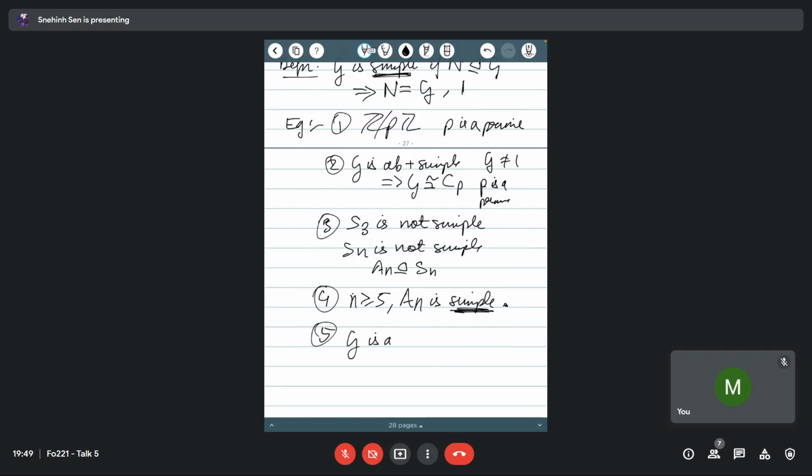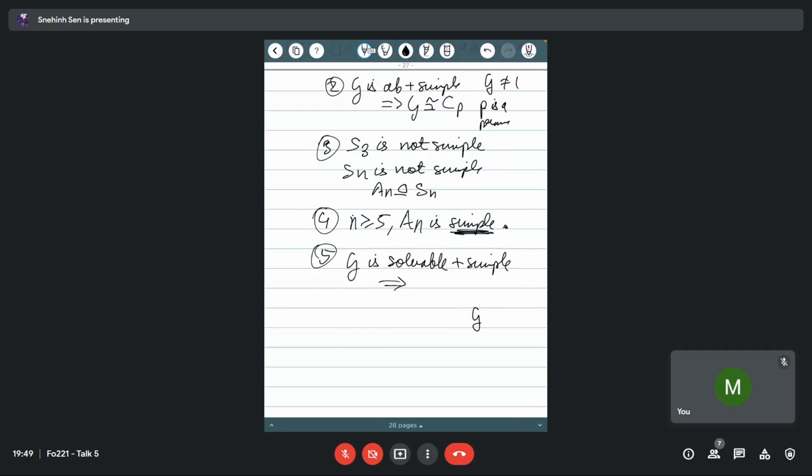If G is abelian, if G is solvable plus simple, that implies, what should it be? Look at the composition series. If G has to be less than or equal to some H, right? Now, because G is simple and this is not equal, because the composition series, I'm assuming it's not trivial, then H has to be equal to 1. But because it's a composition series, this is also a prime cyclic group.